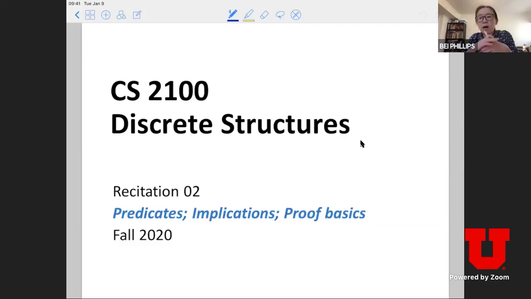Okay, so today we're going to talk about more predicates, practice problems related to predicates, implications, and then we're also going to do some proofs. There are a few announcements to start.